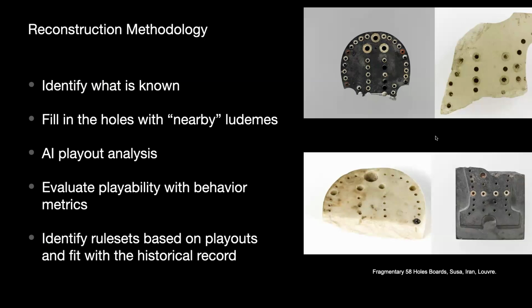use AI playout simulation to analyze these Frankenstein versions of these games, if you will, evaluate those games with different metrics, and identify rule sets based on those playouts that fit with the historical record or the evidence that we are dealing with.